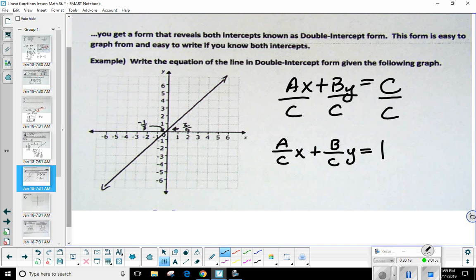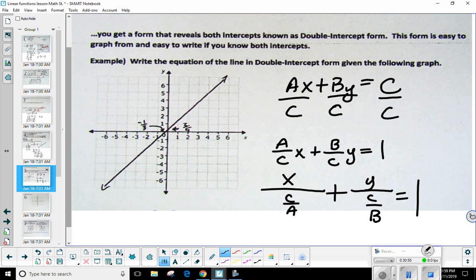Now, you remember we see this rule a lot in algebra. If you're dividing by a fraction, then that's the same as multiplying by its reciprocal. So this rule is reversible. If I'm multiplying by a fraction, that's the same as dividing by its reciprocal. So a over c times x, that's the same as saying x over c divided by a. Plus, same thing here, multiplying by b over c is the same as dividing by what? C over b. Okay. And it equals 1.